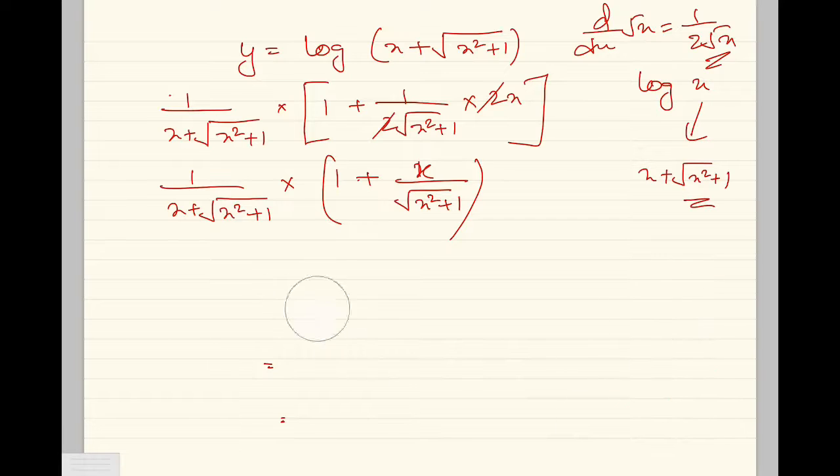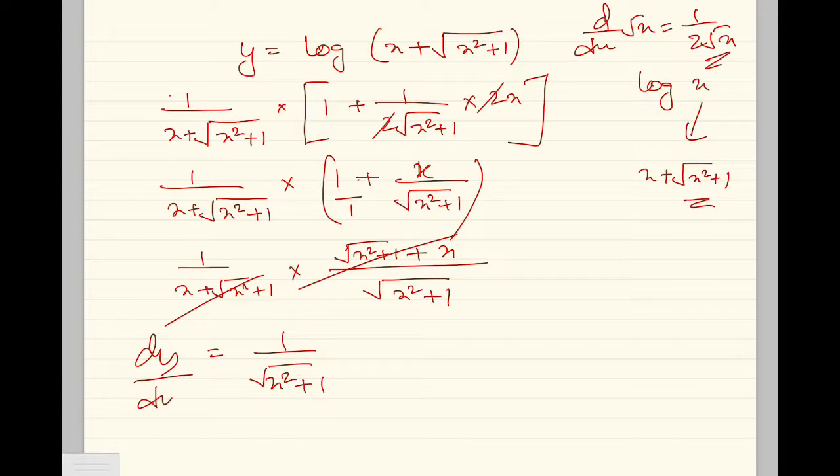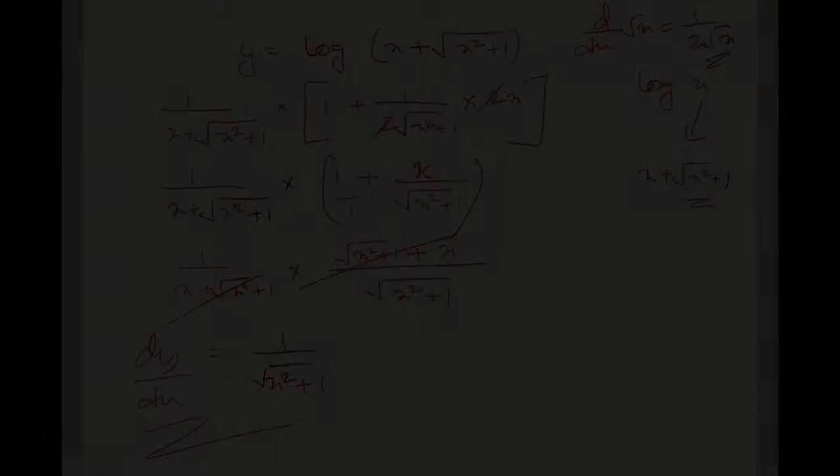Let me rub this as well. That gives me now 1 by x plus under root x square plus 1 into, what is the square root? LCM, x square plus 1. You will get under root x square plus 1 plus x, because there is a 1. You know how to take LCM. So this and this get cancelled, and I'm left with root x square plus 1. So that's finally dy by dx. So you might want to repeat and watch this video again for this sum specially. Okay, please do that if you haven't understood.